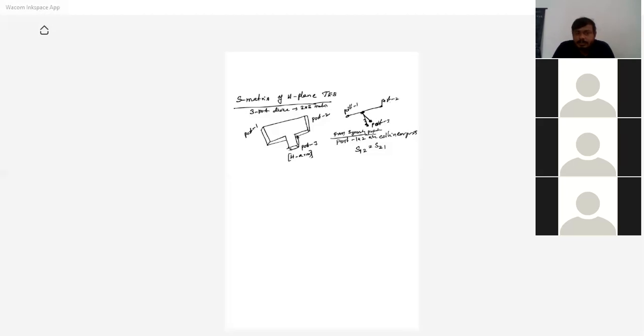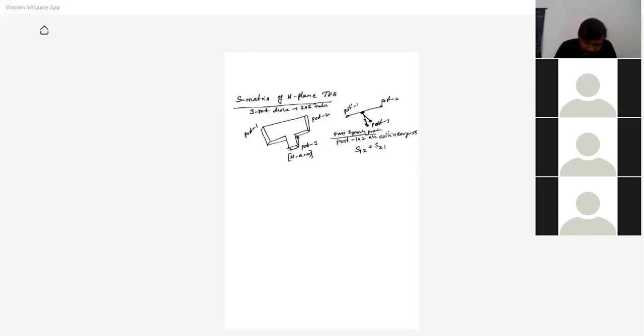So in the H plane T, all three ports are in the same plane. If you apply some power at port 3, it is equally divided and appears at port 1 and port 2 in phase. So then you can say port 1 and port 3 are symmetric. Port 2 and port 3 are also symmetric. If you apply some power at port 3, it is equally divided and appears at port 1 and port 2, that is also equal. Now I write one by one.